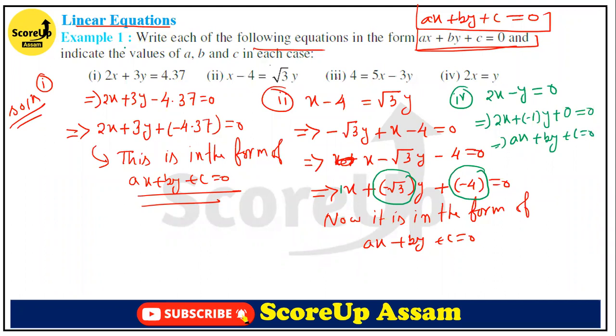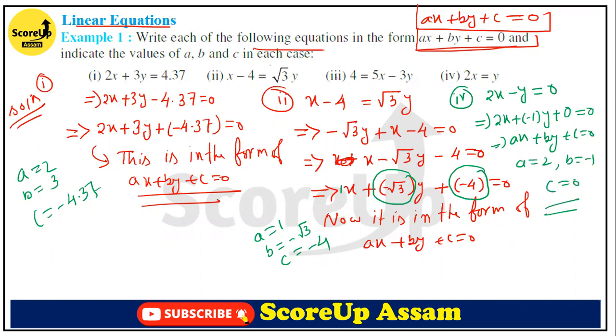Here, indicate the value of a. In this case the value of a is 2 and value of b is 3 and value of c is minus 4. And in this case value of a is equal to 1 and value of b is minus root over 3 and value of c is minus 4. In this case value of a is equal to 2, value of b is equal to minus 1 and value of c is equal to 0. Is it clear to everyone?